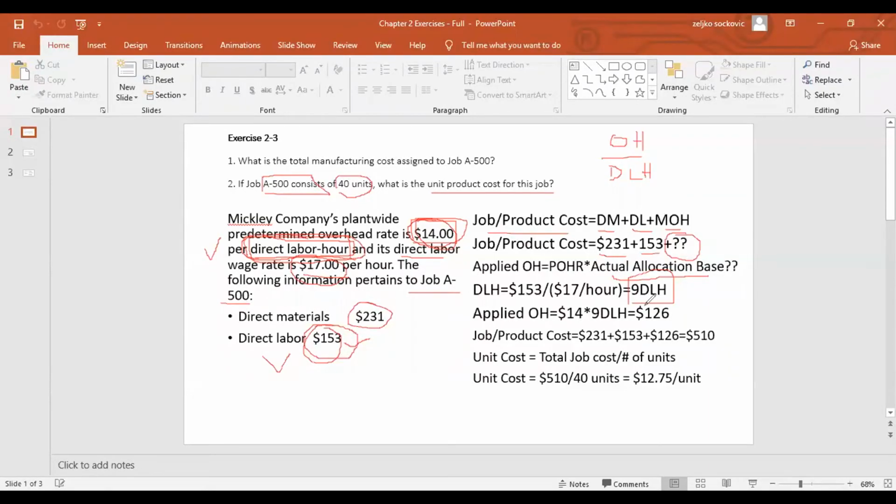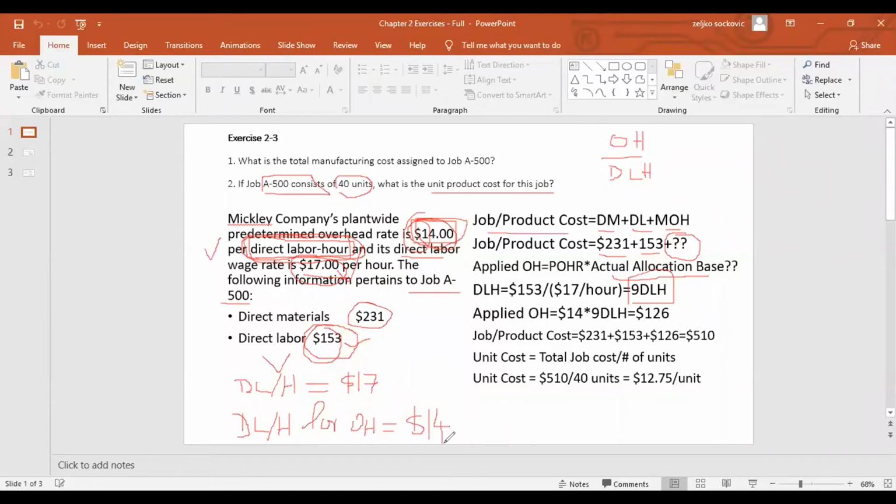So basically you have two rates for direct labor here, in a sense. What are the rates? The rate for direct labor per hour that they're paying for workers is what? 17, right? You're told here. But direct labor per hour for overhead is what? 14. Excellent, excellent.